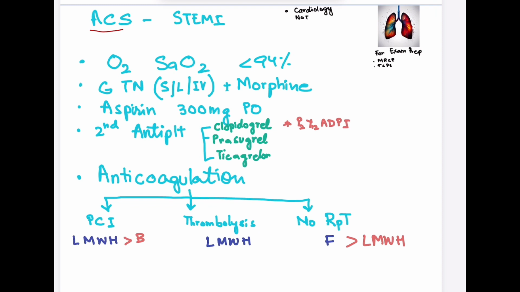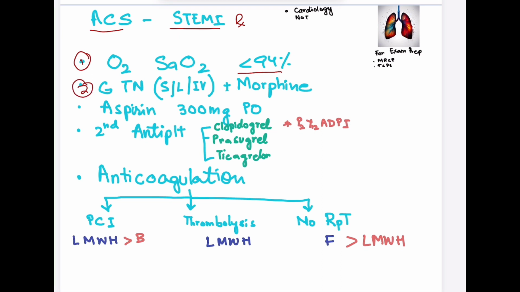Acute coronary syndrome, ST elevation MI treatment steps. So number 1 is oxygen. Oxygen should only be given if the patient has a saturation of less than 94%, in keeping with British Thoracic Society oxygen therapy guidelines. Second is GTN.